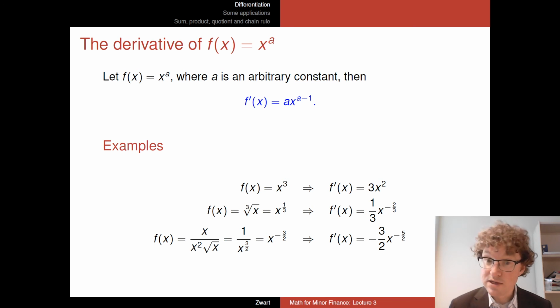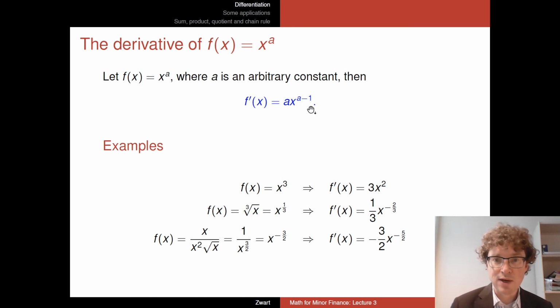I can also do this with non-integer powers. So remember the cube root, the third root of x, we can write this also as a power, right? It's x to the power 1/3. The meaning of x to the power 1/3 is just the third root, or the cube root of x. Same form as this one.